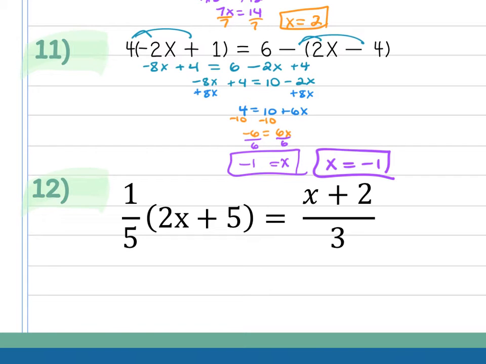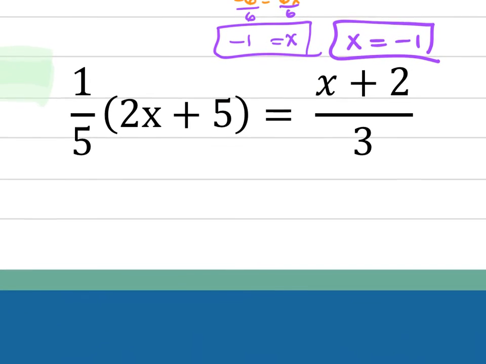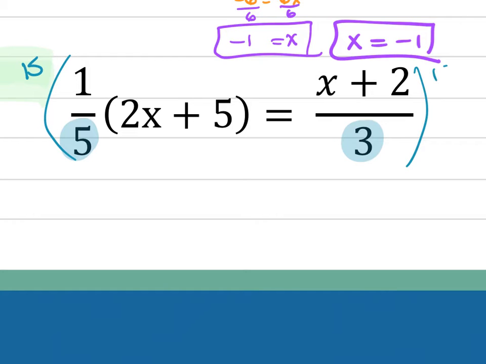All right, so for number 12, obviously I could distribute this in here and then work it out, try to find my least common denominator, go through that whole thing, okay? But for me, I would say my best piece of advice is get rid of those fractions as soon as you possibly can, which means I'm going to multiply the entire thing by the least common denominator. So my denominators are 5 and 3. What would be the least common denominator? 15. Good. So I'm going to multiply the left side and the right side by 15, or 15 over 1.